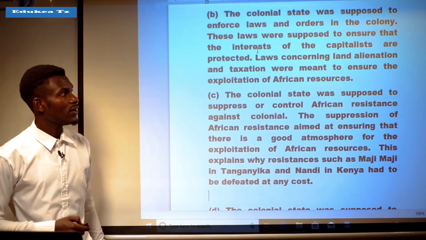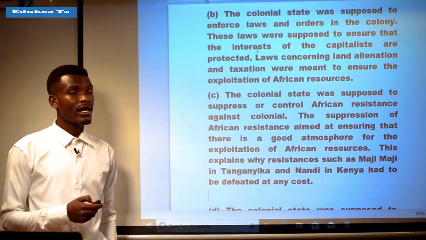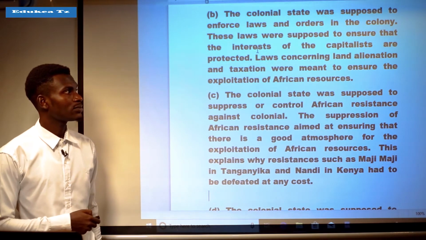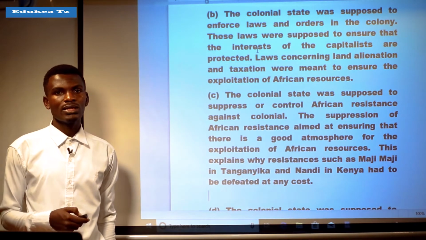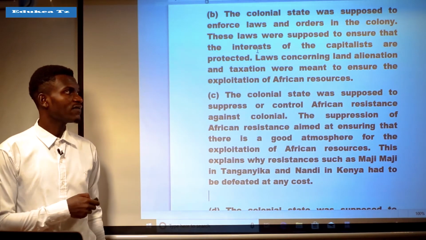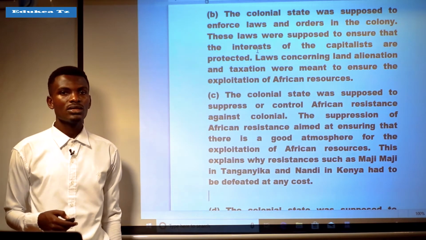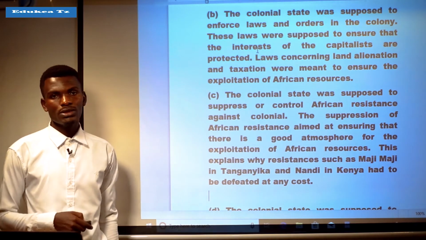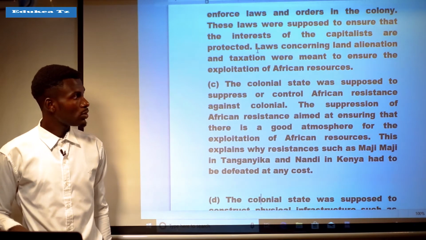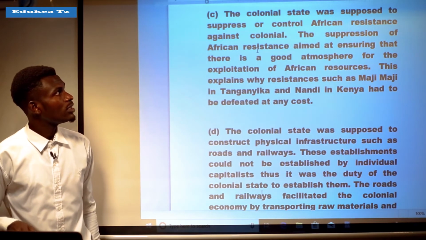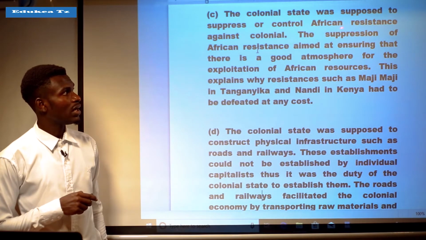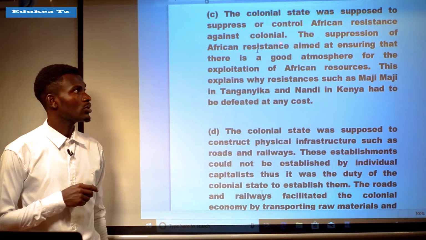As we saw, various land acts and laws were established, as well as taxation acts, to ensure that African resources were exploited. The third objective was that the colonial state was supposed to suppress or control African resistance against the colonialists.